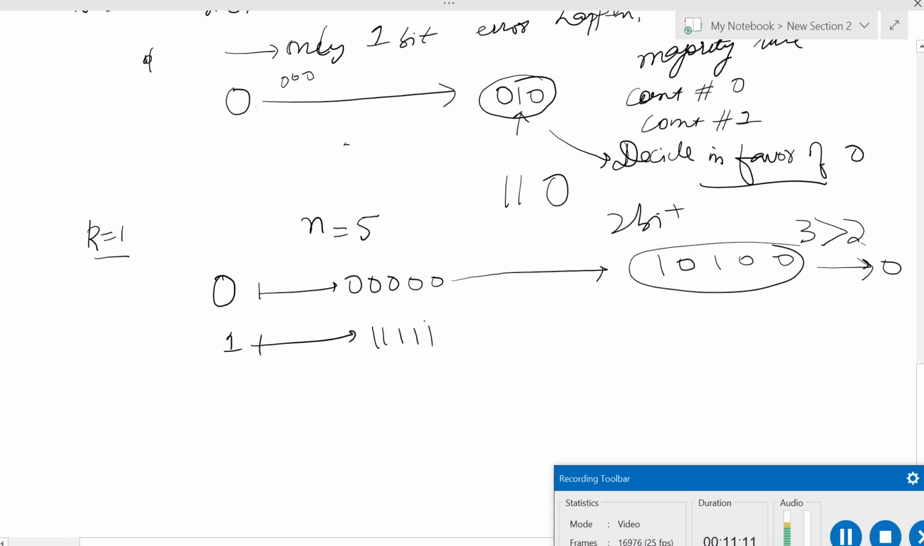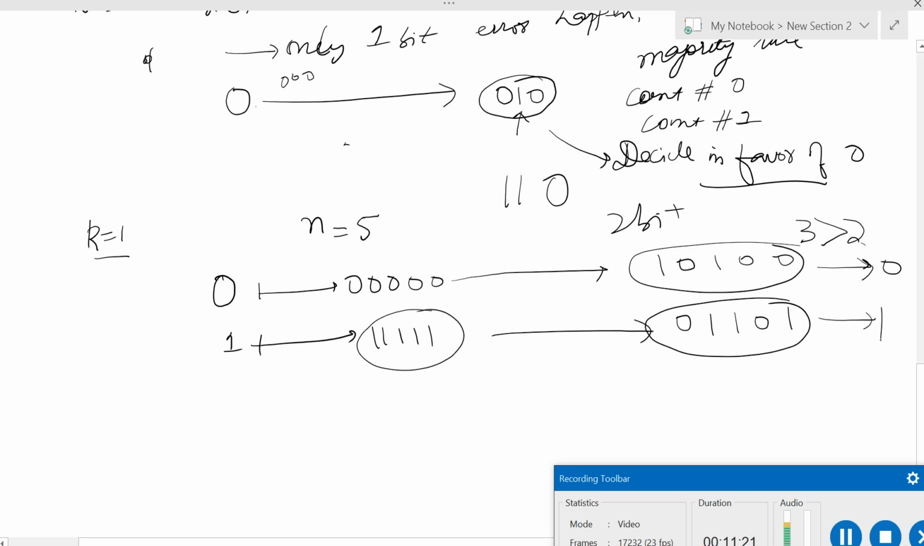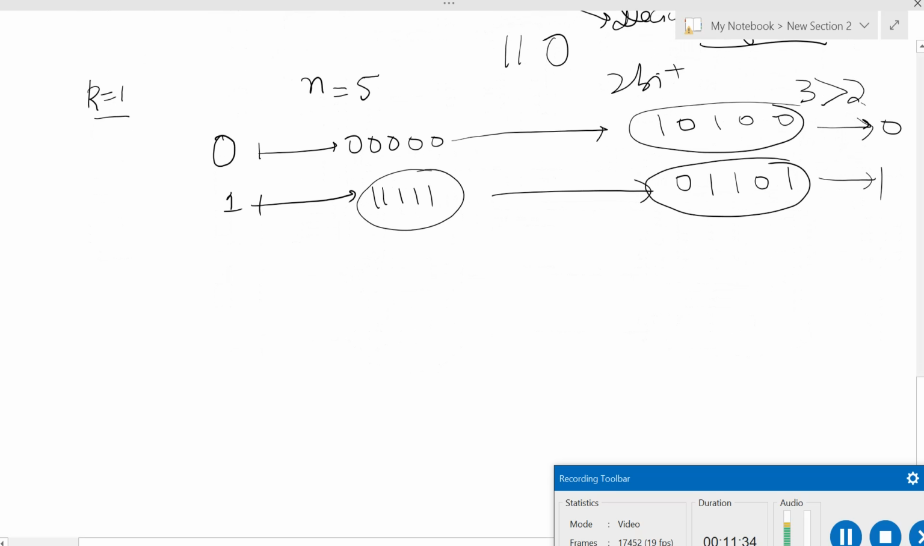If you transmit 1, instead of 1 you will transmit 5 ones. The receiver will receive, suppose, 0 1 1 0 1. The number of ones is 3, so it will decide 1. But again, if there are more than 2-bit errors, then you will definitely get an error again. But you see the error rate has decreased, right? This is also called error control coding. But it is a very simple coding. But there is a loss in it.